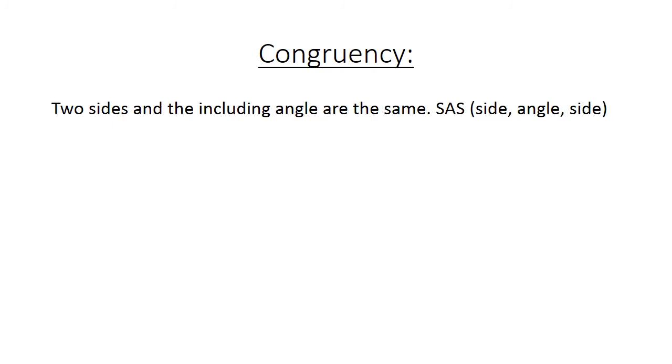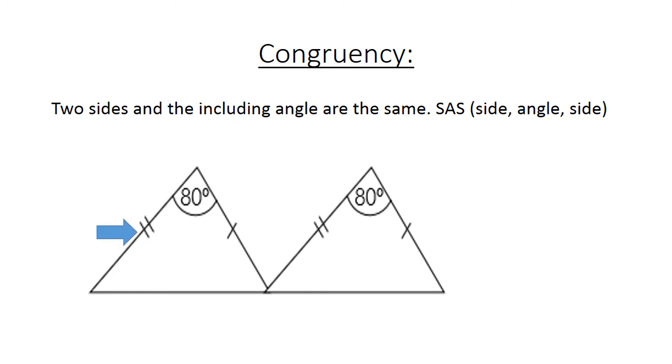Congruency, now we have two sides and the including angle are the same, S, A, S. We have one side, our including angle, the green arrow, and we have another side, S, A, S.